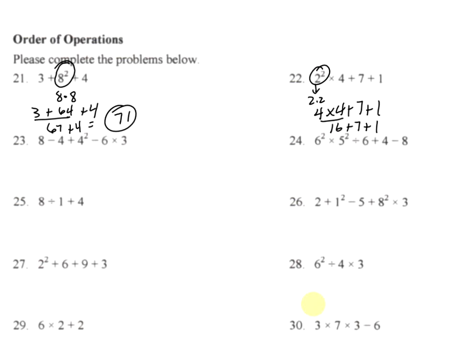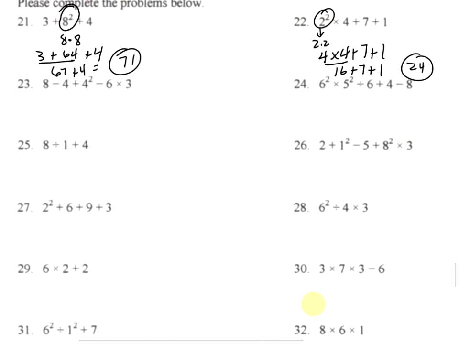Now all I have is addition, so I just add it up from left to right. I get what? Lily, darling? 24. So my answer is 24 for that problem. Okay? Let's look at 24, the number 24. Not the answer, but let's look at the number 24.